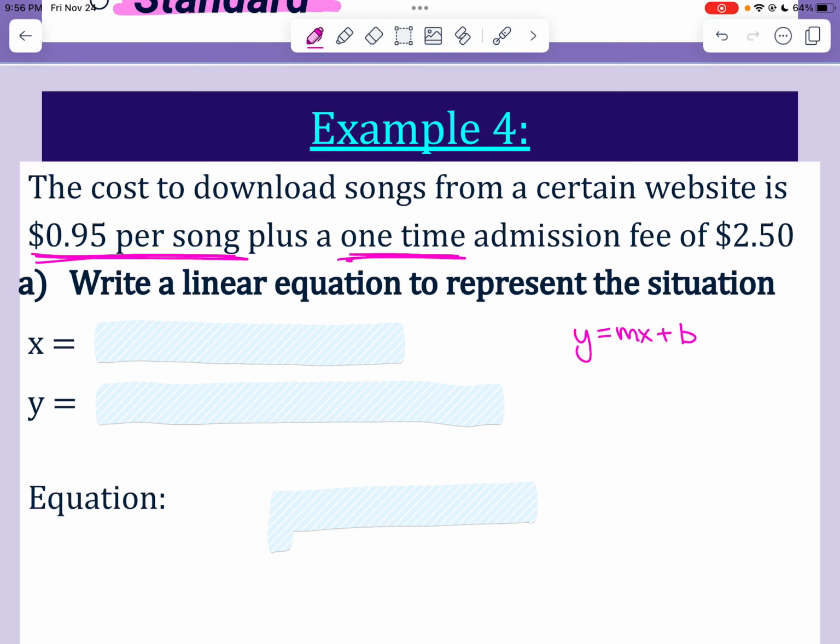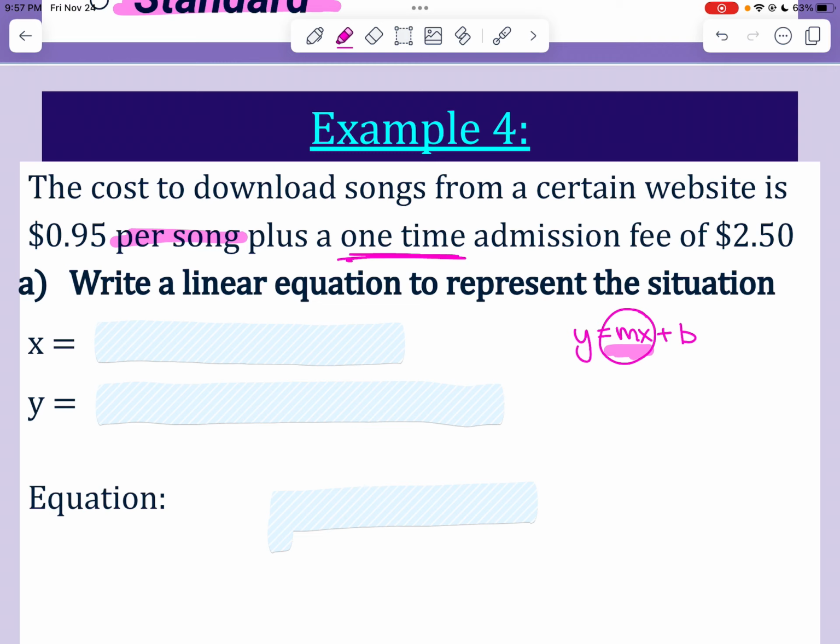Now, how do I know that? Well, I know that because one of those is a recurring fee. That recurring fee is dependent upon what is recurring. So what's happening over and over and over again. In this case, we're buying songs. So for every song, it's going to cost us 95 cents. That's a recurring fee. It happens multiple times. So when we see the word per in a word problem, we want to start thinking, oh, okay, there's something that's recurring. Per song, we're going to be multiplying the cost of the song times the number of songs. So that's where this mx comes into play.